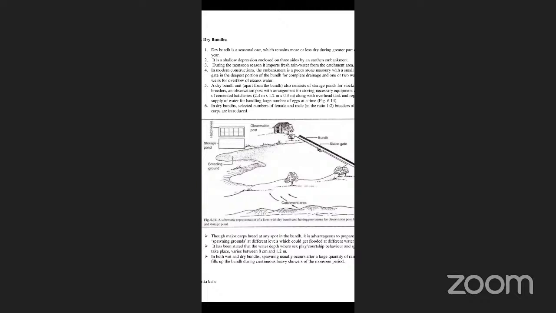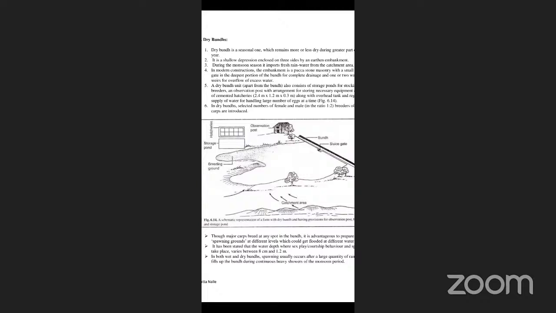In the dry bund, we have to introduce the fishes. They will not come on their own. But in the wet bund, they will come directly, because you have an inlet and an outlet. Here in the dry bund it is closed, so there is no inlet and no outlet.